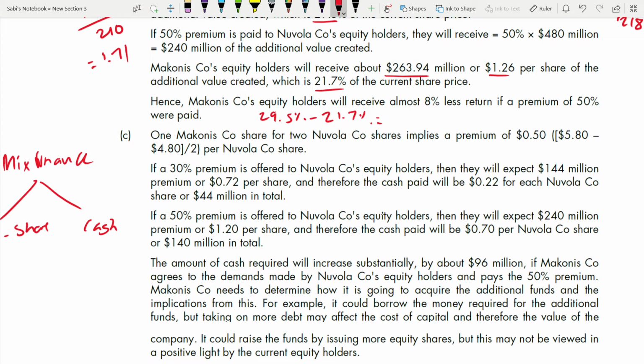So 1 Makonis share for 2 Nuvola shares, we have been told, implies a premium of 0.5. That's 0.5 they got by this per Nuvola share.